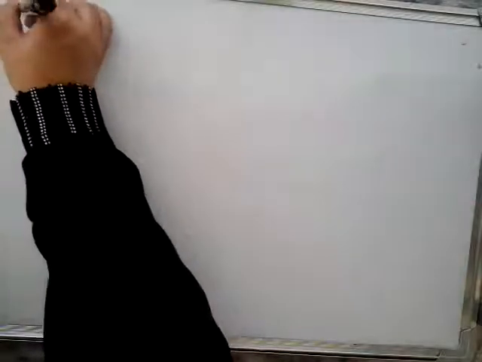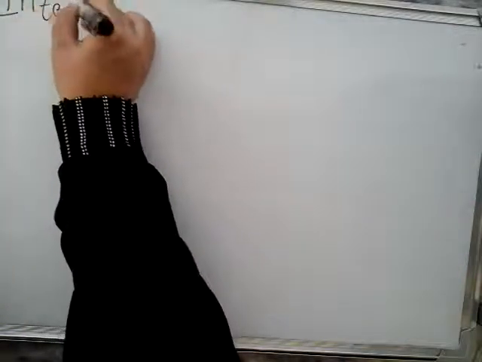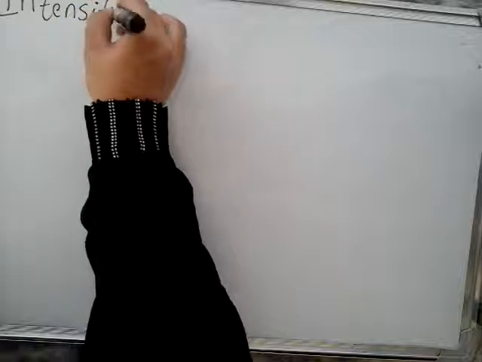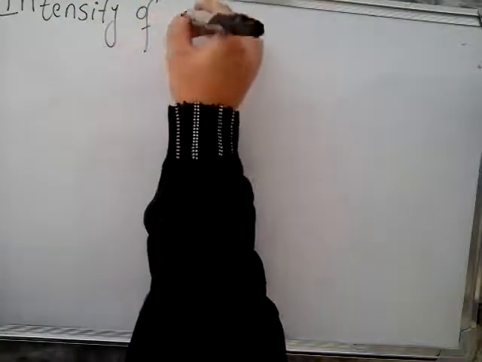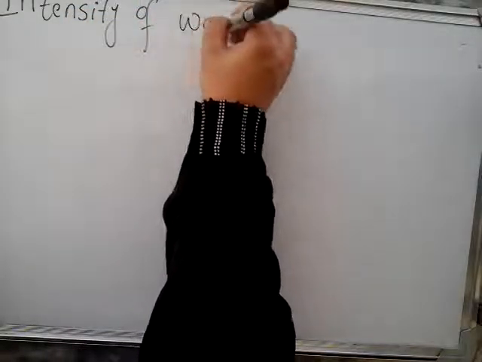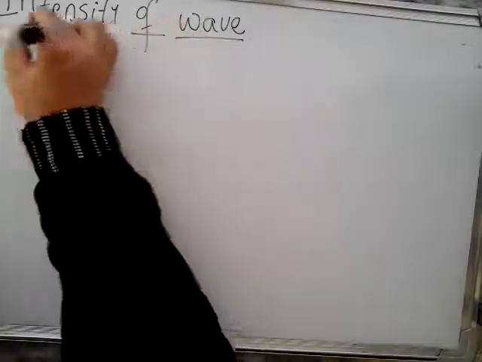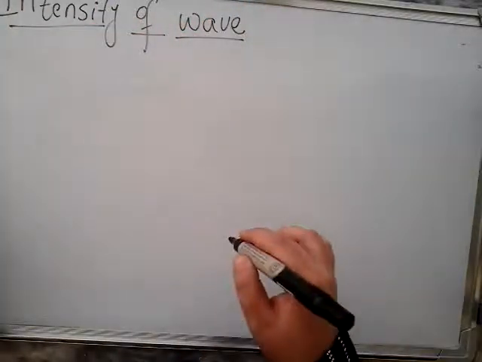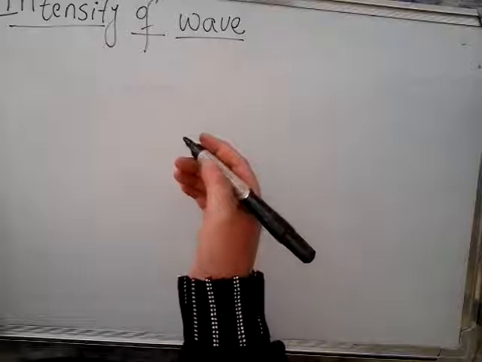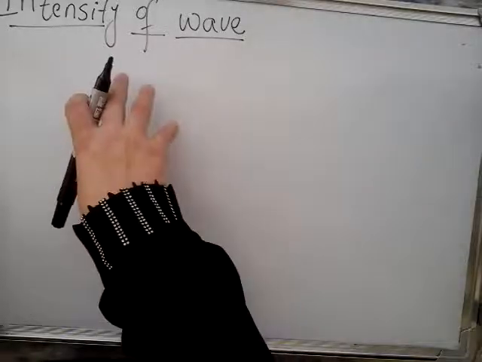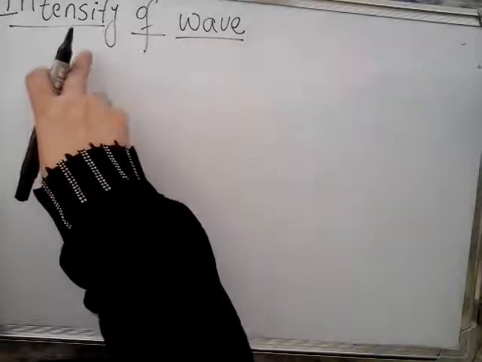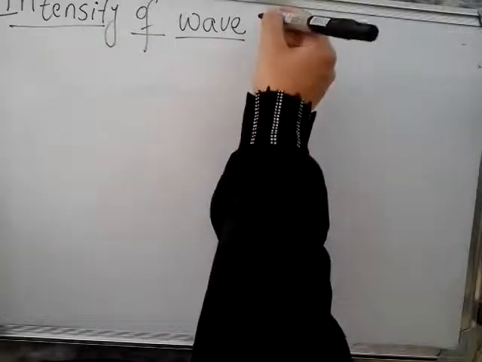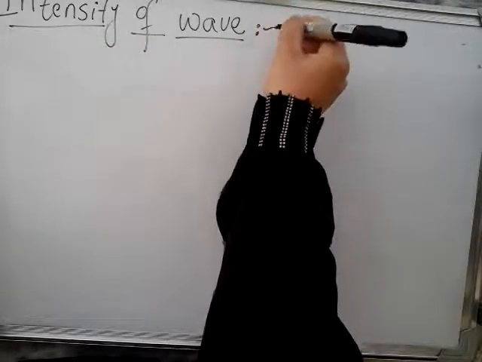So intensity of wave is something that can be defined as the rate of transmission of wave energy. Till now we have studied the types of wave and the wave function, but today we are going to study that wave which is an energy. What would be its rate of transmission?